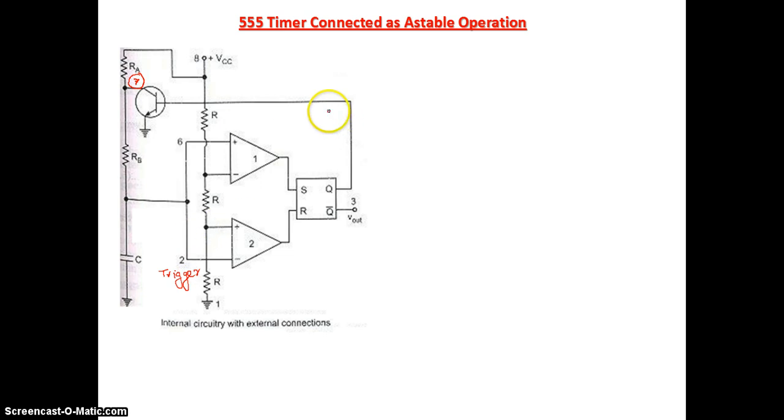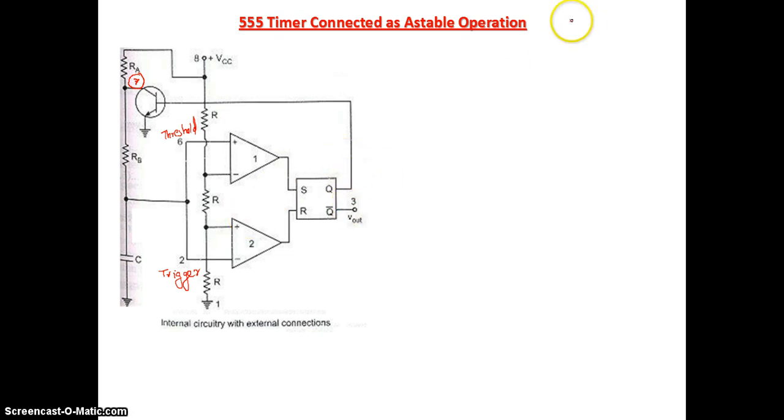We will not be using the trigger here in the Astable multivibrator. Pin number 6 is the threshold, and pin number 1 will be ground. Pin number 5 is not there in this diagram, but as I showed earlier, it will be connected to ground through the capacitor C of 0.01 microfarad. Now we'll discuss the Astable operation.